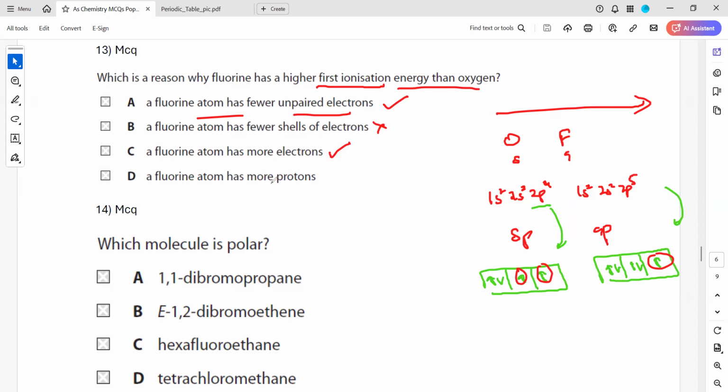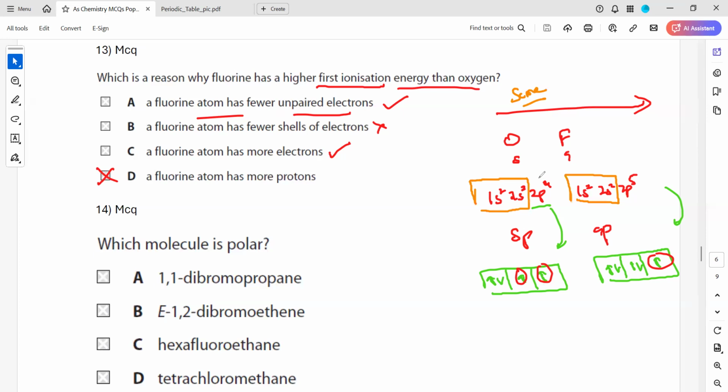D, the fluorine atom has more protons. Because fluorine has more protons, the greater the number of protons, the greater the ionization energy. When we talk about the shielding effect, fluorine and oxygen will have the same shielding effect. Why? When we talk about shielding, we check only the inner shell electrons. So this is the inner shell electron and this is the inner shell electron.